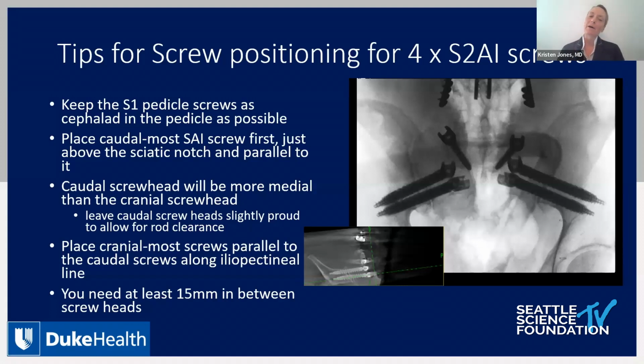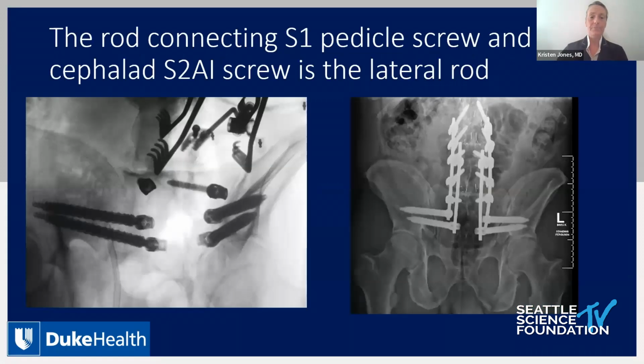What I would tell you about how to place these 2 points of S2AI screws is that you need about 15 millimeters in between the screw heads to make sure that you're going to be able to have rod clearance from both. And so that's just a hard learned lesson from the type of implant that I use. Every manufacturer is slightly different. So I imagine there would be situations where you could need less clearance, but that's just in my own hands, my own experience.